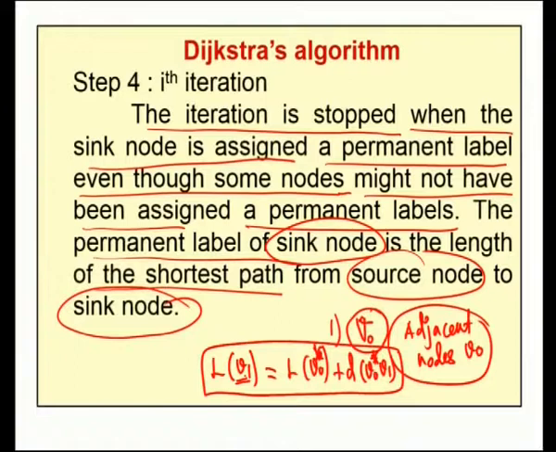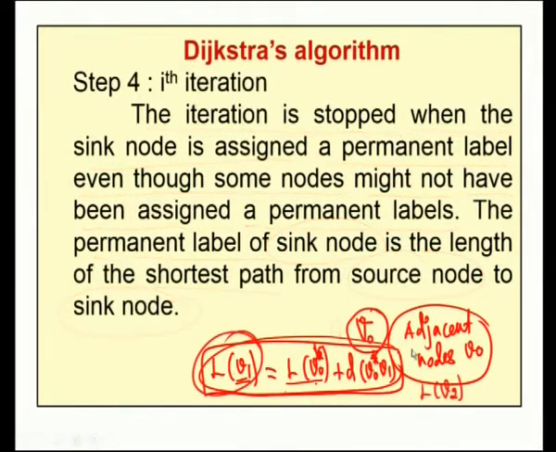The label for the node V1 is the sum of the label for the node V naught star, where V naught star is the initial node, and the distance of the arc from V naught star to V1. By this formula, we assign the label for the adjacent node. If there is more than one adjacent node, we compute the label using the same formula. Suppose V2 is another node, we can find L of V2, the label for vertex V2. Among the labels for V1 and V2, whichever is minimum, we choose that label.